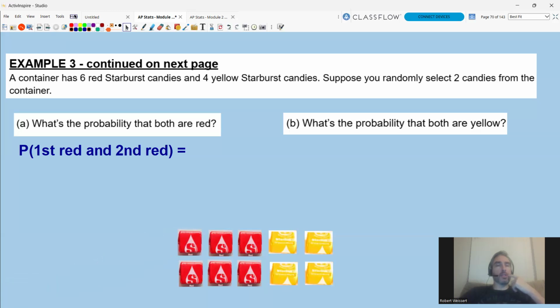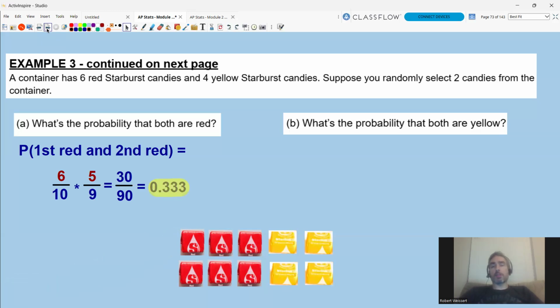So that probability is going to change when I remove one. So you'll do 6 out of 10 times 5 out of 9. Use that general multiplication rule. Multiply straight across, just like any fractions. It's going to be 30 over 90, which you can reduce to 1/3 or 0.333 if you'd like.